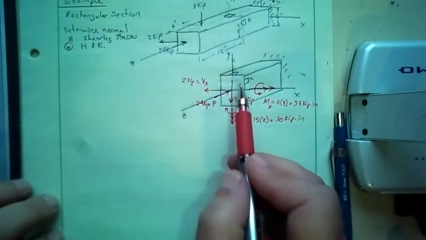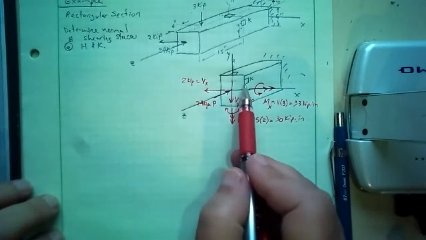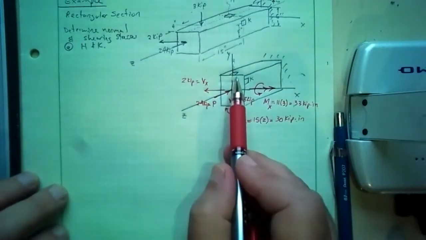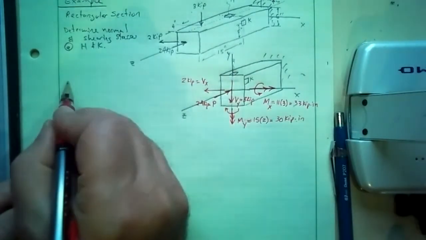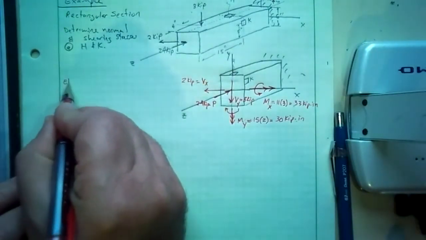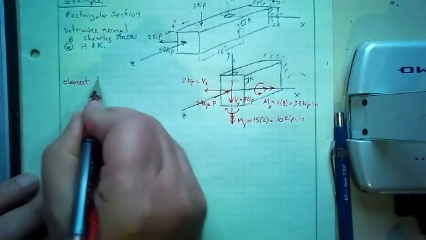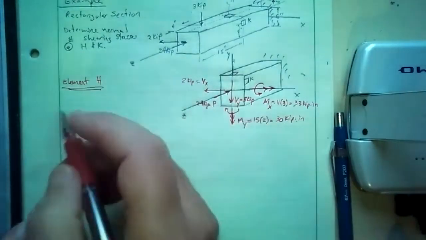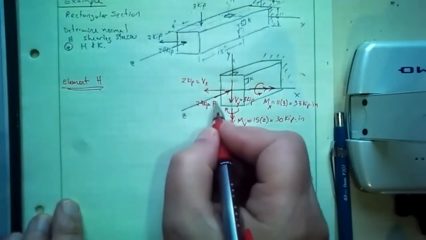All right, so let's look at them individually and see what kind of stresses they produce. So, and then I'm going to look at each one of these sections individually. So I'll start with H. This is for element H, or you can say location H, or whatever you want to call it.